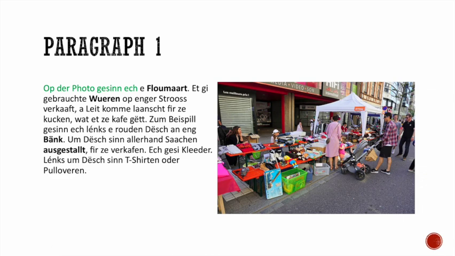Do sinn allerhand Saachen ausgestallt. On the table there are all kinds of things on display for sale. Ech gesinn Kleeder. I see clothes, so there are clothes on this table. Lénks do sinn T-Shirten oder Pulloveren. On the left side there are T-shirts and sweaters.